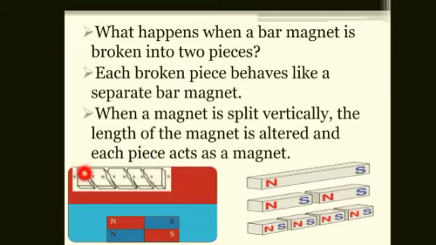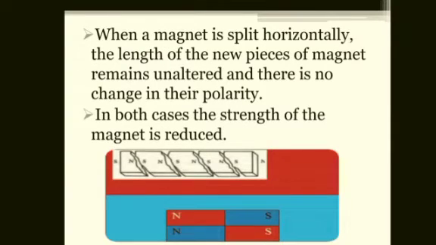Each piece will have a north pole and a south pole and will behave like a separate bar magnet. When it is split vertically, the length of the magnet is altered and each piece acts as a magnet. You can see here. When a magnet is split horizontally, the length of the new pieces of magnet remains unaltered and there is no change in their polarity. In both the cases, the strength of the magnet is reduced.